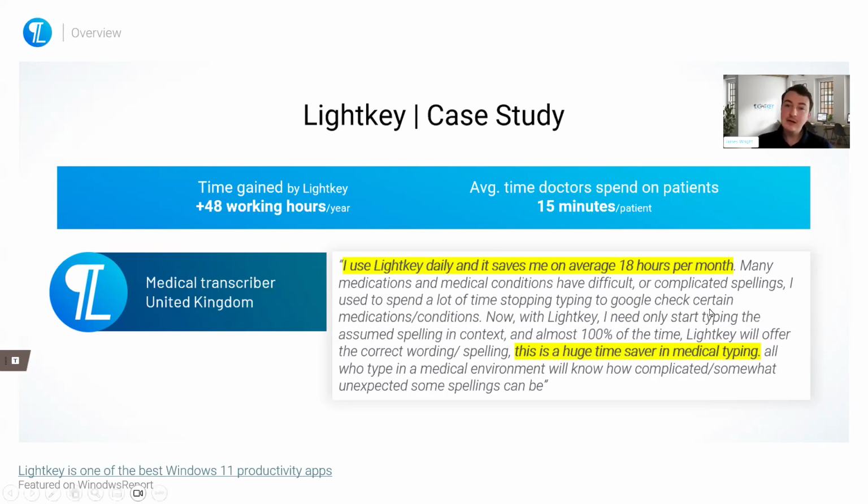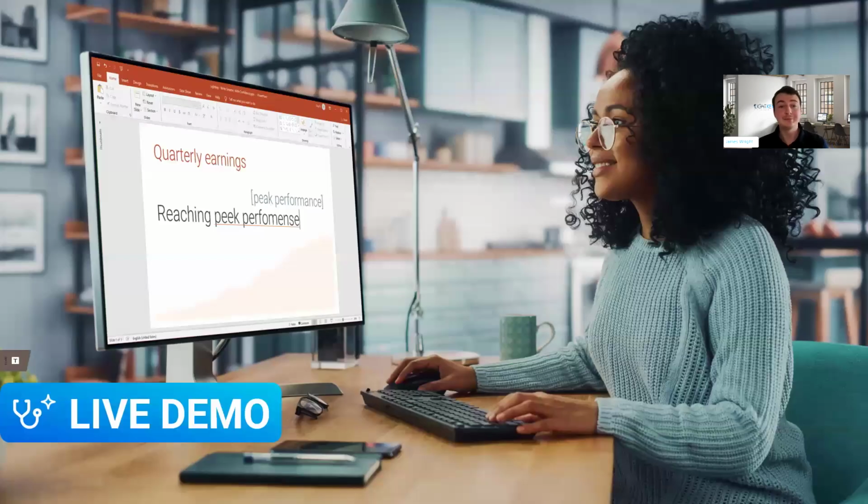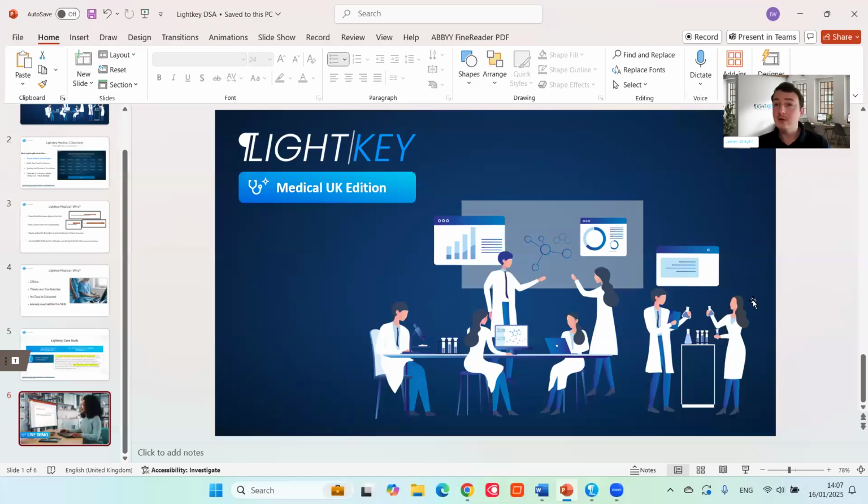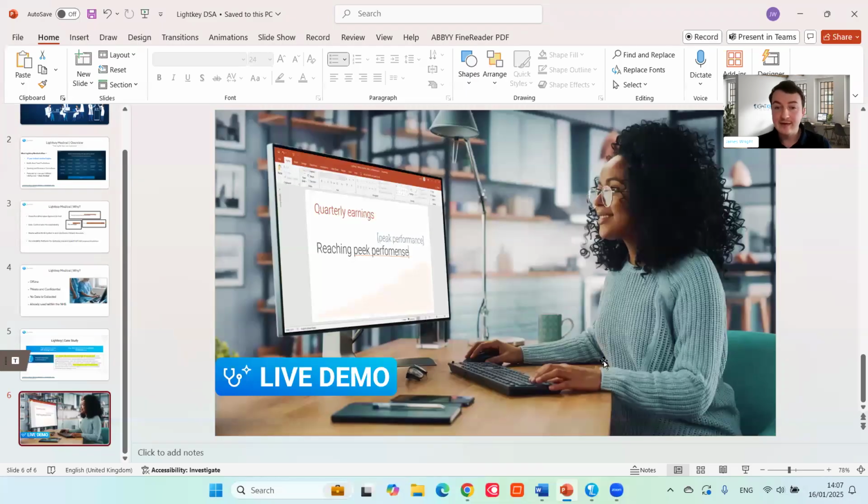So an interesting thing to note is it says 100% of the time here. Now, we actually aim for about 60 to 70% prediction. We could get a lot more, but again, we don't want to be doing the work for you. It's your work, you're fully in control. You have that accountability of your own writing. So we aim for about 60 to 70% prediction rate so that you have, again, that full ability to do that writing yourself professionally. So let's have a little look at Lightkey Medical in practice.